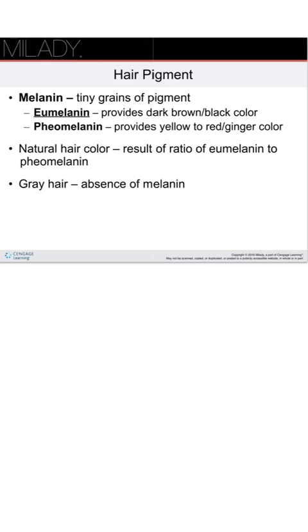Eumelanin provides dark brown and black color to the hair. Phenylalanine provides the yellow to red ginger color. Natural hair color is a result of the ratio of these two different types of melanin, eumelanin to phenylalanine. Gray hair means that there's an absence of melanin, leaving the hair without color at all.